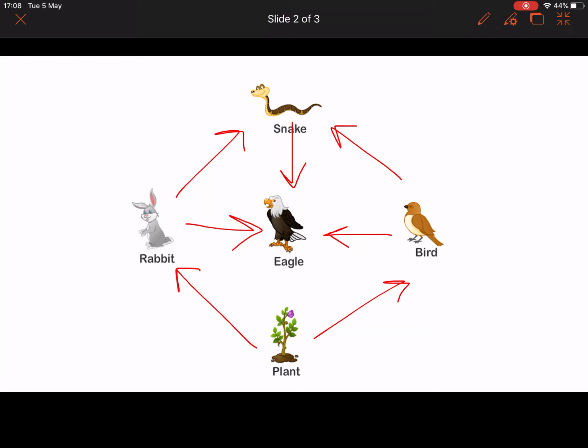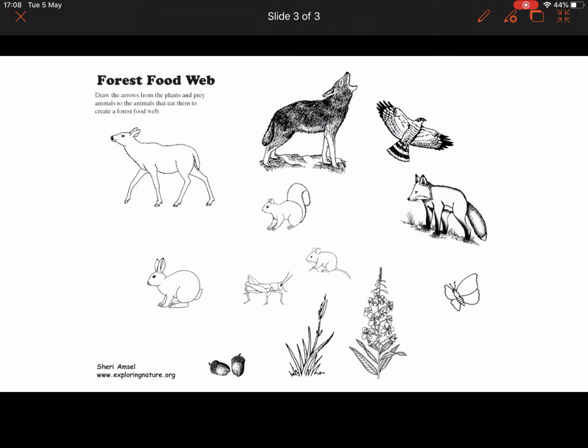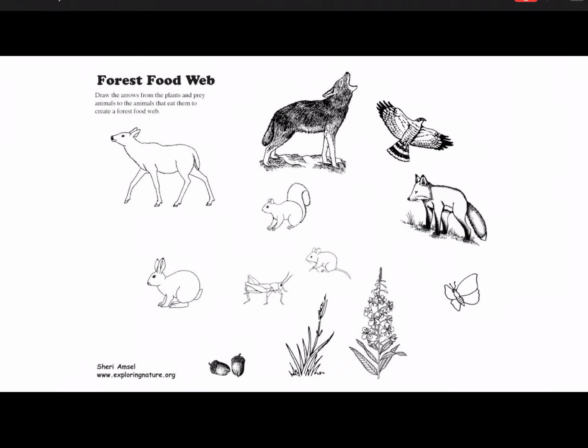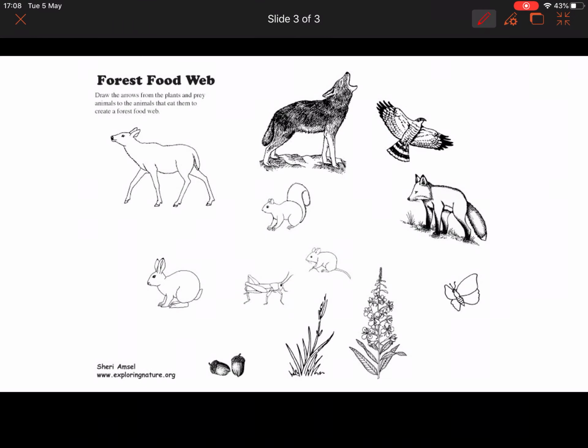It gets a little bit more tricky when more parts of the ecosystem are added in. So this is maybe a more difficult one, and you just have to really think about where the energy is moving. Okay, so what is going to eat what, and that will create a nice big food web.